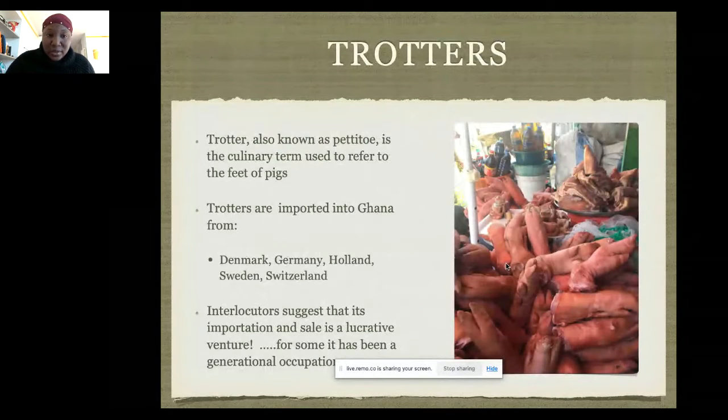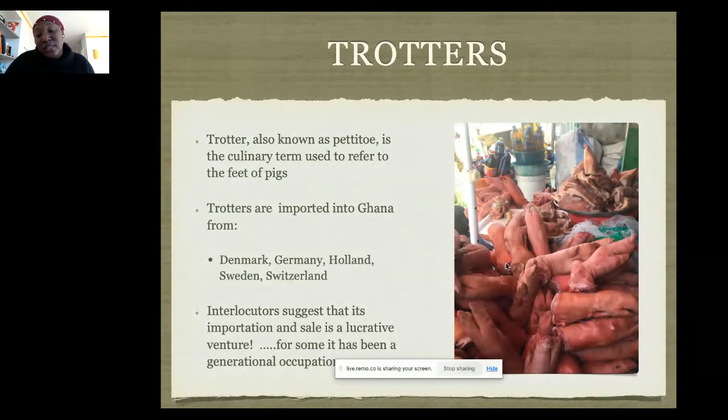Now, what is the trotter? The trotter, known as a petito, is the culinary term used to refer to the feet of pigs. So trotters are imported into Ghana mainly from Europe. We talk of the Netherlands, Denmark, Germany, Sweden, and so many other neighboring countries.